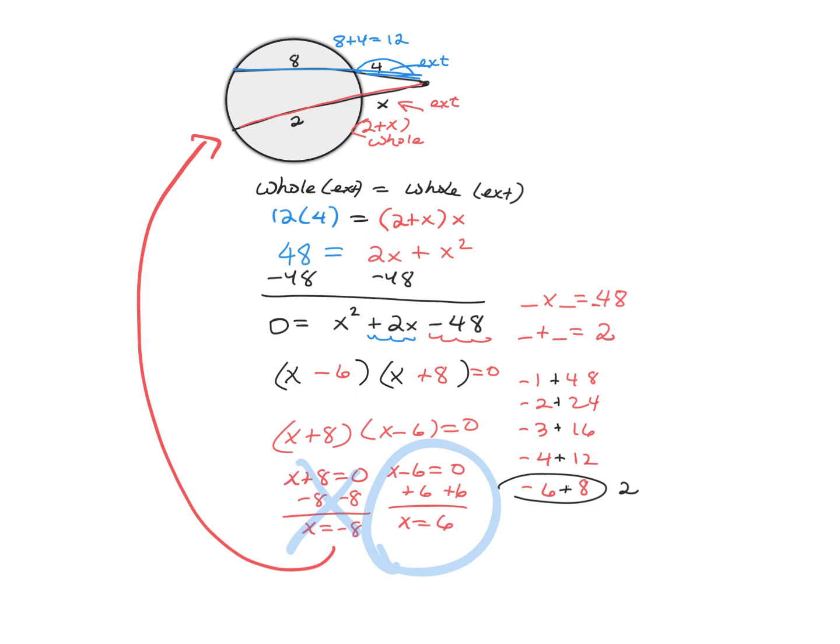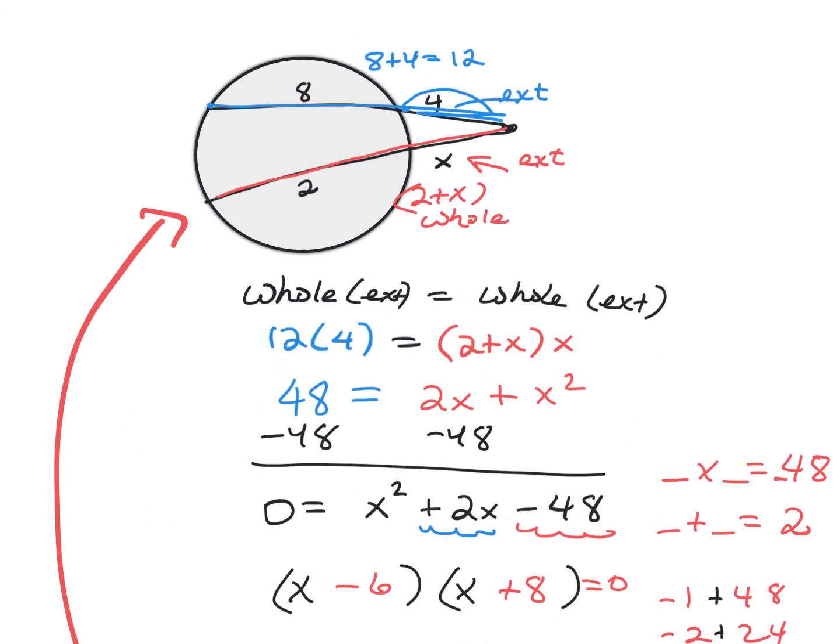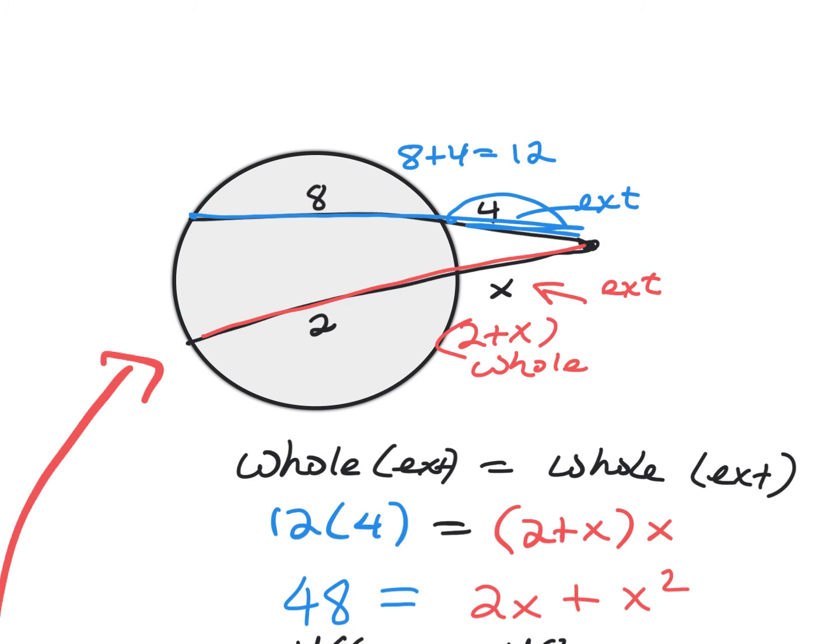Yes? Is it always going to be the positive? It all depends. You have to plug it in because sometimes the negative will work. So notice when I plugged it in up here, if I were to put a negative 8 here, 2 plus negative 8 gives me negative 6. I don't want a negative secant here, so that's why I threw that one away. So the negative one may work, but only if that other measurement is bigger. Correct. Okay. Yep. Thank you.